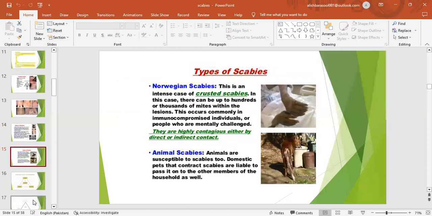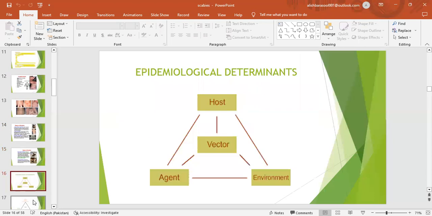Norwegian scabies. This is an intense case of clustered scabies. In this case, there can be up to hundreds or thousands of mites within the lesions. This occurs commonly in immunocompromised individuals or people who are mentally challenged. They are highly contagious either by direct or indirect contact. Animals are susceptible to scabies too. Domestic pets that contract scabies are liable to pass it on to other members of the household as well.